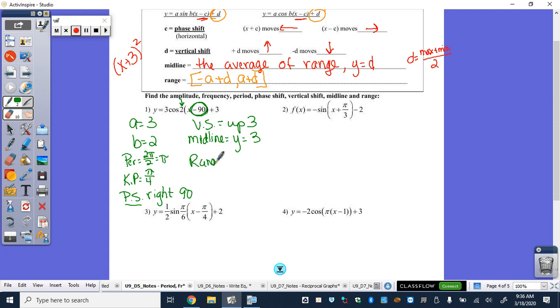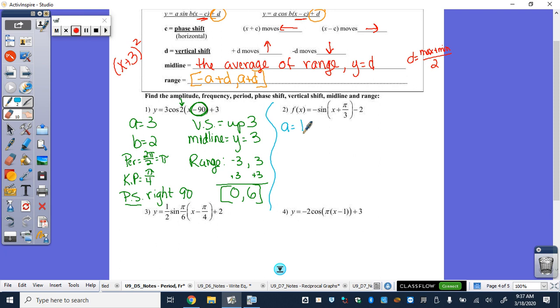And then our last one, range. Using my amplitude, it would be negative 3 to 3, but because I have a vertical shift up 3, I'm going to add that. So negative 3 plus 3 is 0. 3 plus 3 is 6. So my range now is going to be 0 to 6. And we will take a look what these all look like on the graph in a minute. We're just going to practice and continue to practice right now finding it from the equation. So let's try it again.